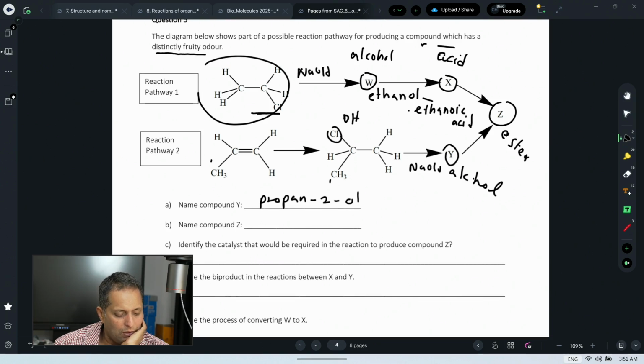So with propan-2-ol, you can make an ester, but what I was meant to say is that you are not supposed to name this sort of ester, because you are not supposed to name esters made up of secondary alcohol.